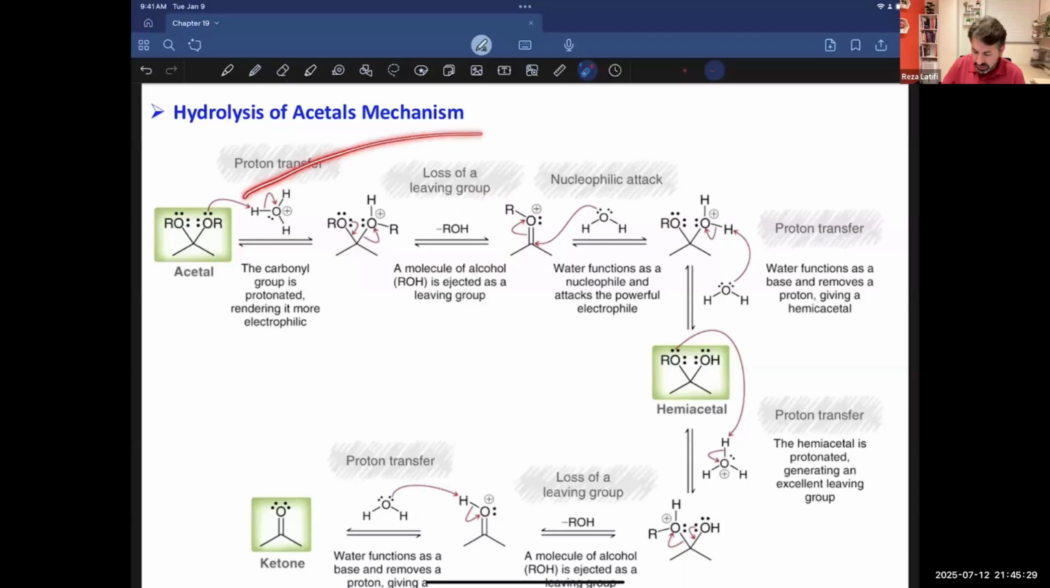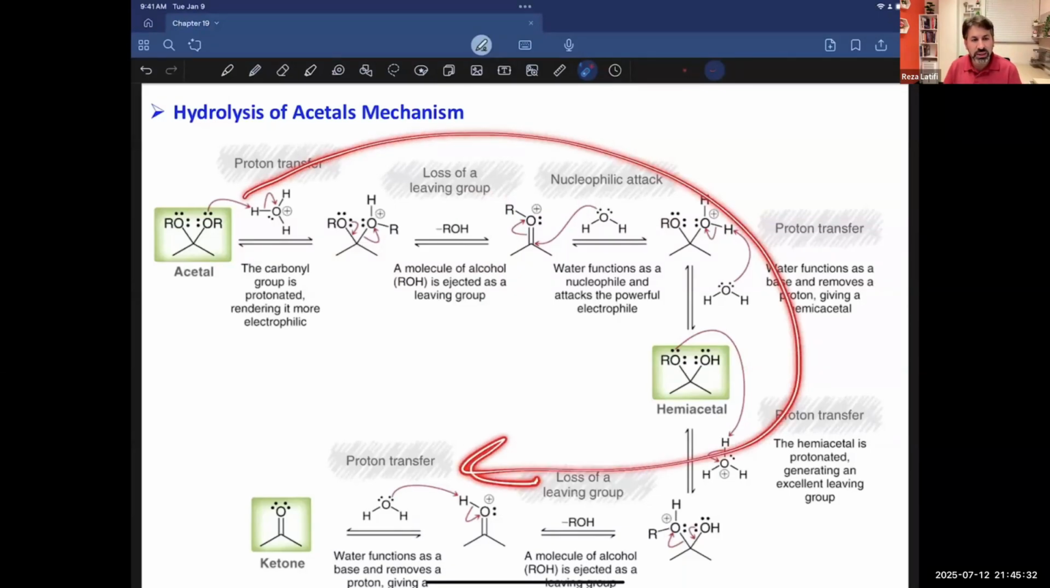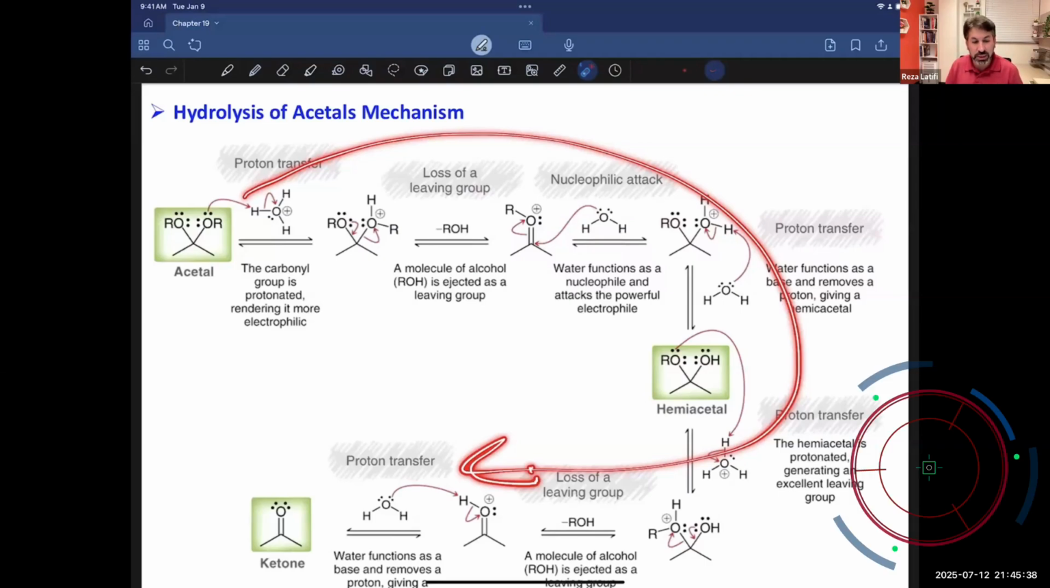Now I can do exactly the same thing but in the opposite direction, and that's going to technically take acetal and turn it to hemiacetal, and at the end it will turn it back to ketone. And that's the hydrolysis of any of those molecules.